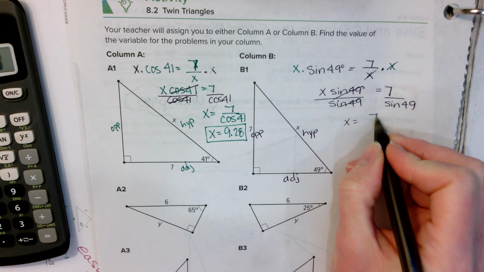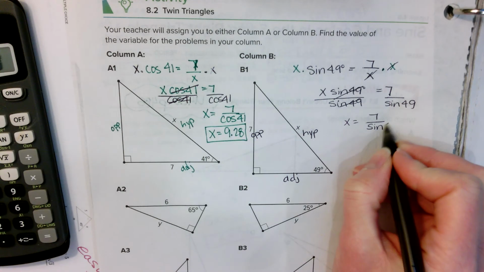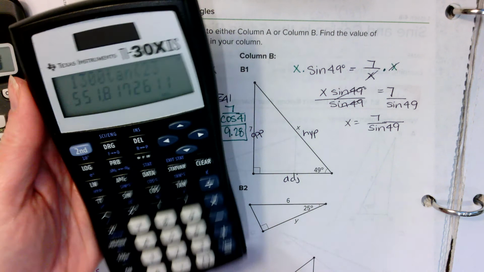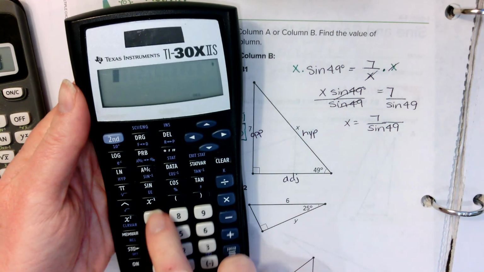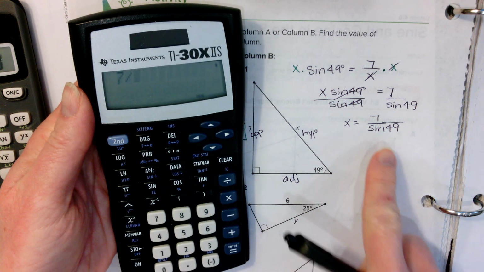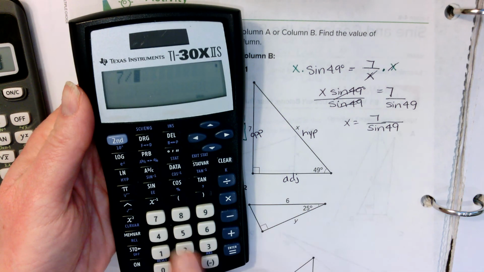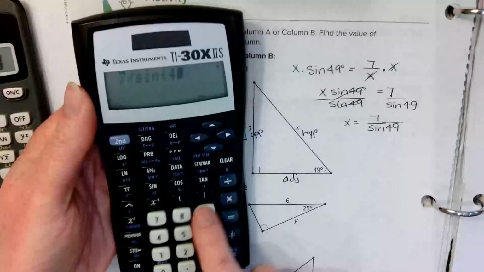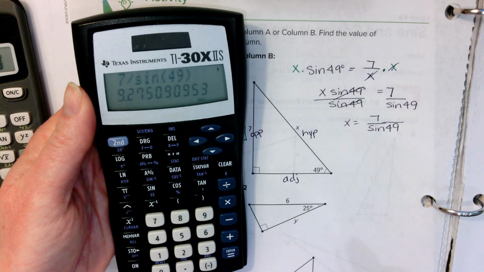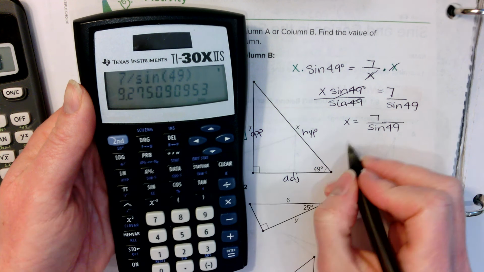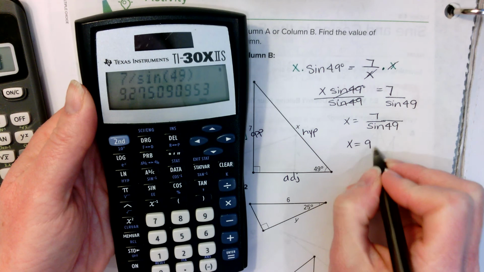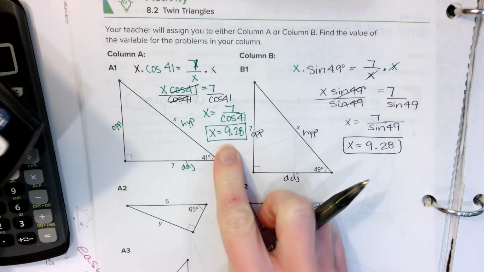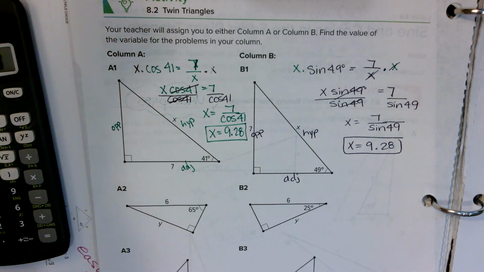So let's put that into my calculator. And this time I will use the Navy calculator. So on this one, I'm going to do 7 divided by, and on this type of calculator, I put the sine first, and then I put my 49 degrees in my parentheses, and I see, oh, wait a second. This is the same answer, 9.28 when I round, that I got last time. So I want to point something out to you.